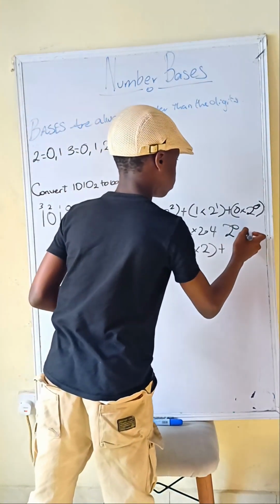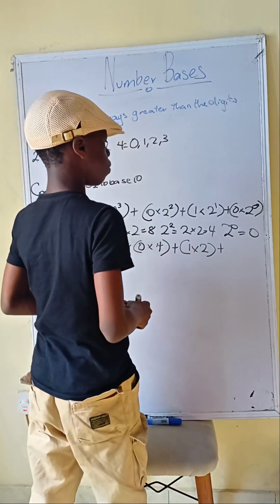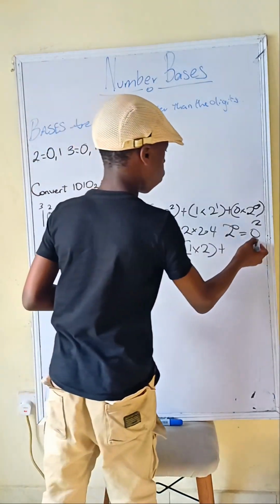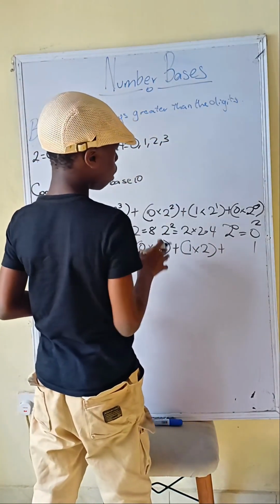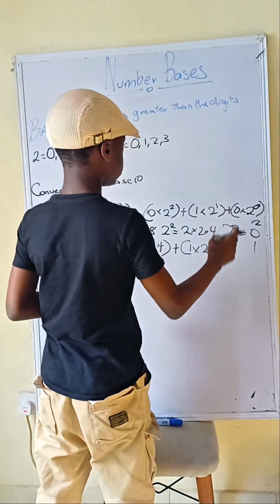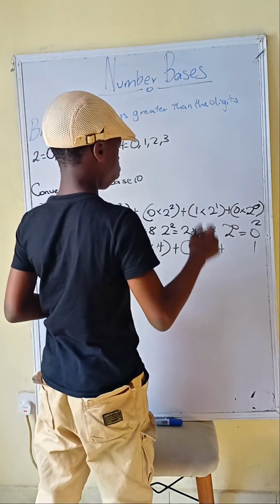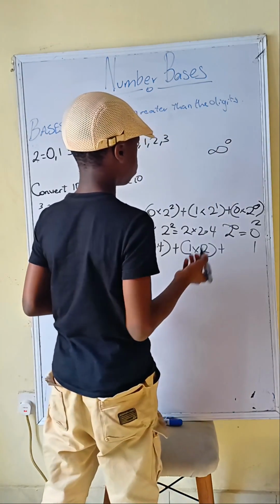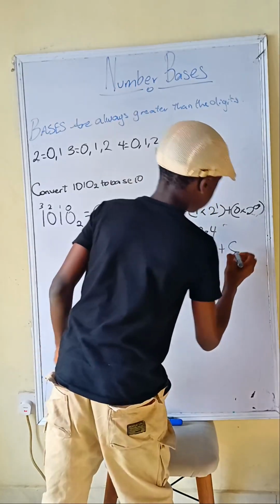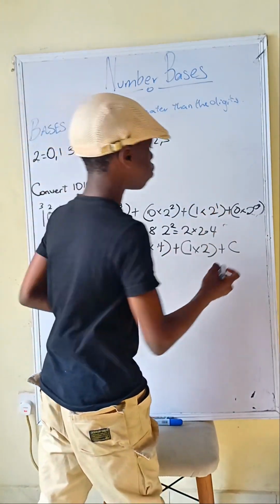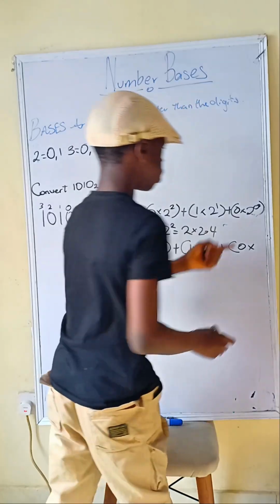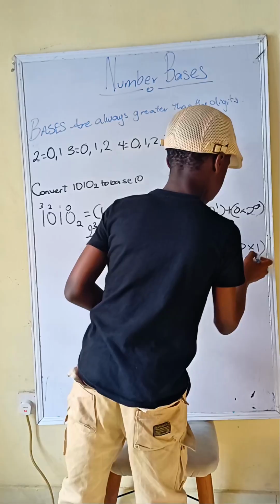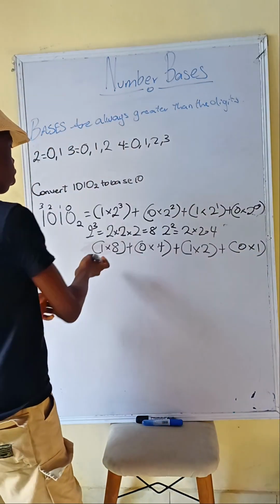But we don't say 0. We don't say 2. We say 1. Any number that has a raised to the power of 0 is 1. Infinity raised to the power of 0 is 1. We're going to bring this 0 down, times 2 raised to the power of 0, 1, close bracket.